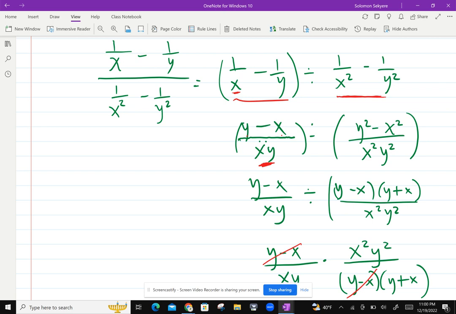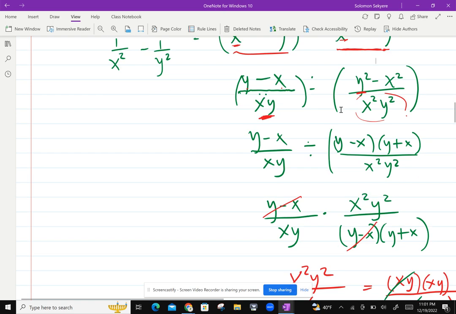What's the LCM? The LCM is x squared times y squared. When you divide it by x squared, you get y squared. You put it over here. And then x squared times y squared, when you divide it by y squared, you get x squared. Got it? Okay, pause and think about it.